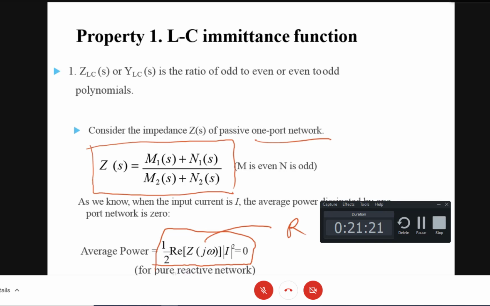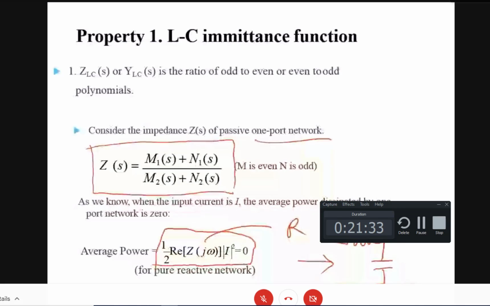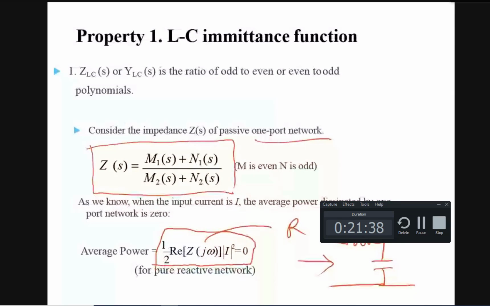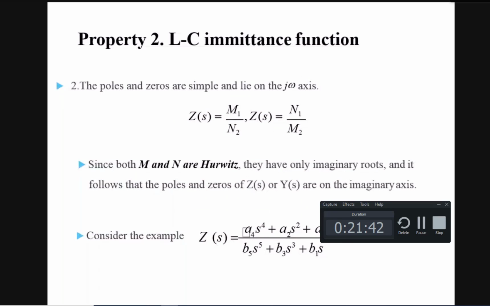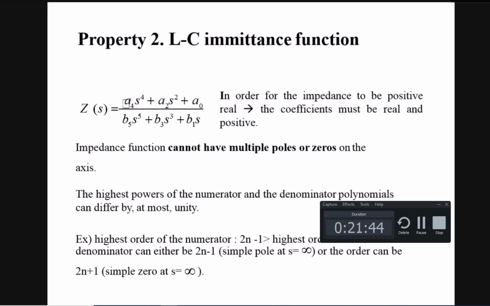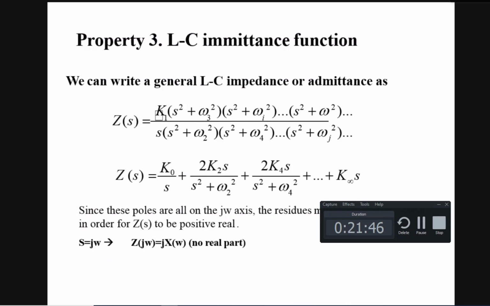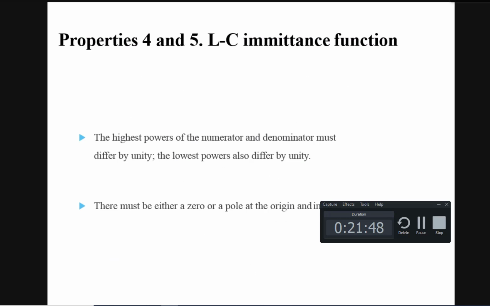This real part of Z means the resistive component, R I squared. This is the average power. It must be 0 in the case of a reactive network because only L and C components are there. In that case, the average power delivered to this network must be 0. So this is one condition. Similarly, several other properties are there for this immittance function. I'll go to the summary directly, which will be helpful for you.